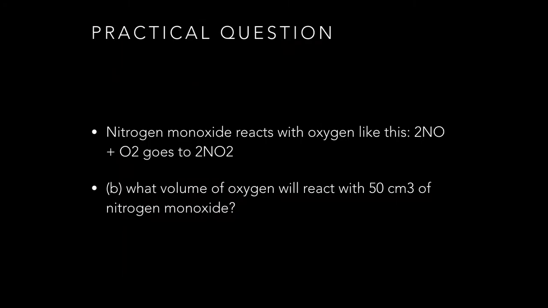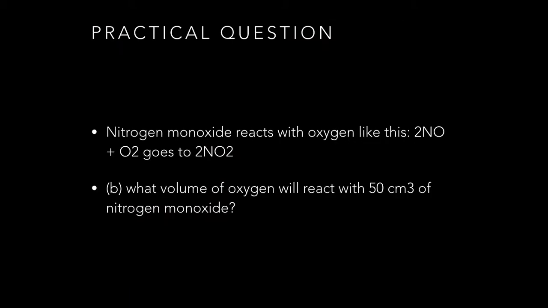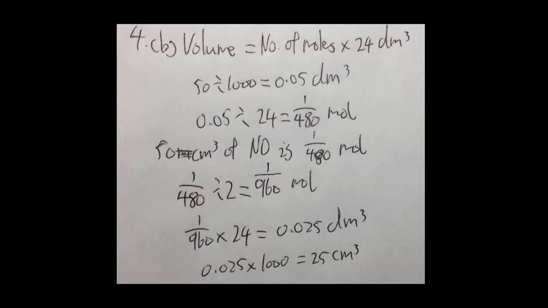Now, so basically, we know that 1 mole of any gas at RTP is 24 dm cubed. So this is 0.05 dm cubed. So how many moles of gas is that? You have to use 0.05 divided by 24, gives you 1 over 480 mole. Now, we know from the reaction that 2 moles of nitrogen monoxide react with 1 mole of oxygen, goes to 2 moles of nitrogen dioxide. Now, so basically, there's 2 to 1 to 2. So 50 centimeter cubed of NO is that many moles.